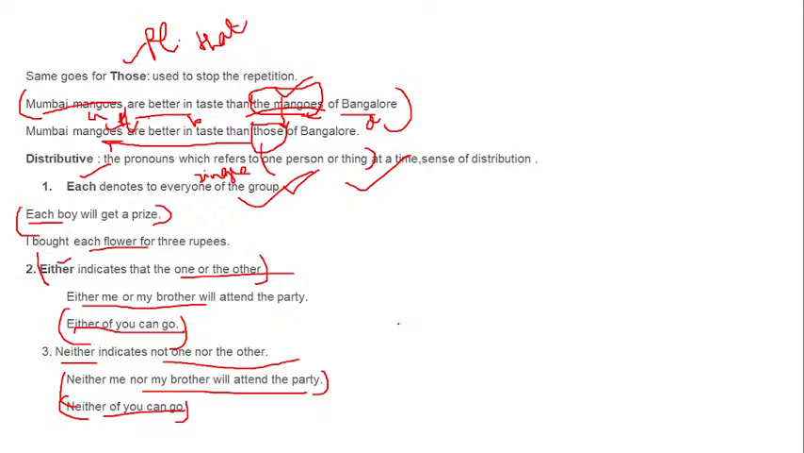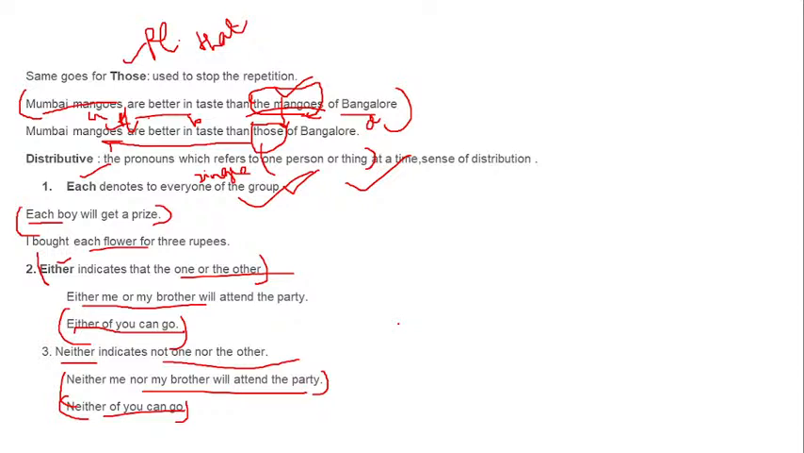For those, it will be a plural thing, almost the same logic. Mumbai mangoes are better in taste than those of Bangalore, because it speaks of a plural thing, that is why. Under distributive pronouns, there is a sense of every single one of the group. So for that we use each. Each means every single member of a group. Each boy will get a prize. Each of you will get their food packets. I bought each flower for 3 rupees. So every one single item or member of any group.